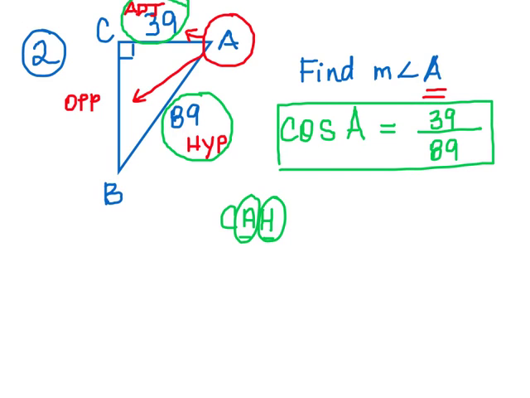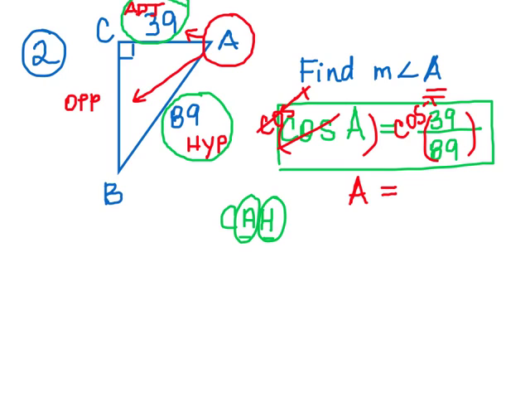Now we're asked to find angle A, so we want to take the inverse cosine of both sides. Rather than rewriting it, I just squeezed it in front of each one, and then know that the inverse cosine undoes the cosine, and you're left with angle A. That's why we do it.